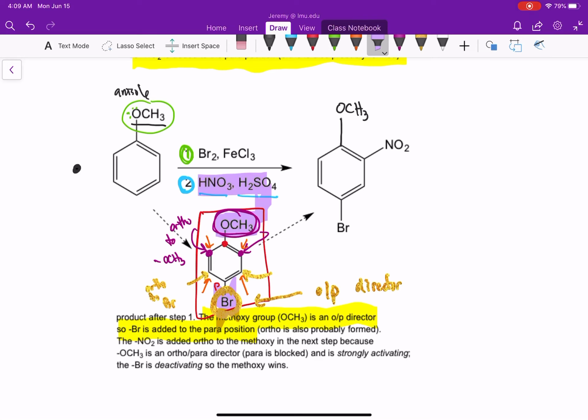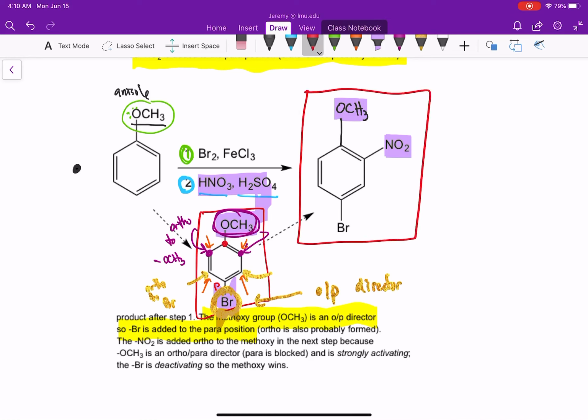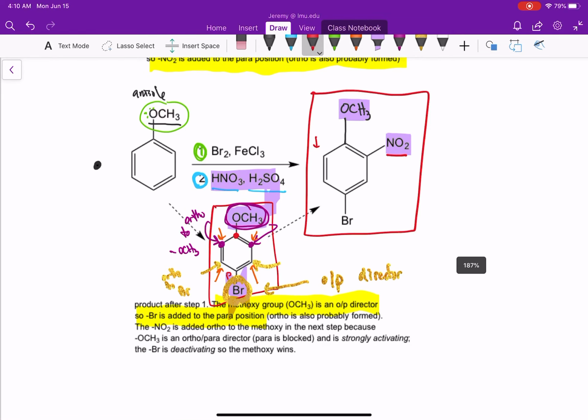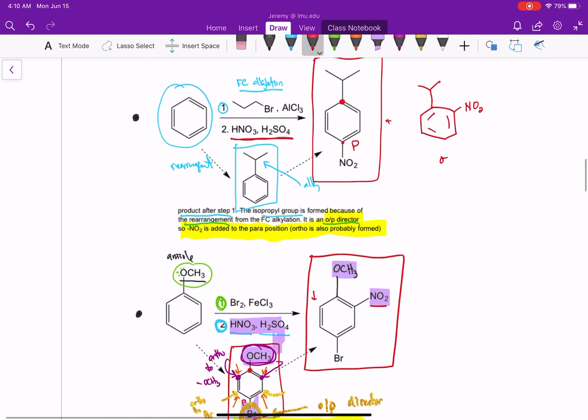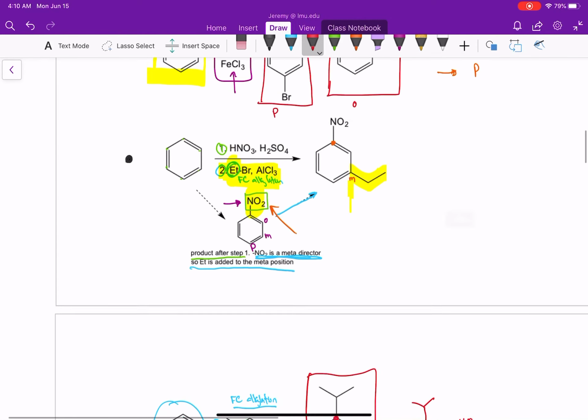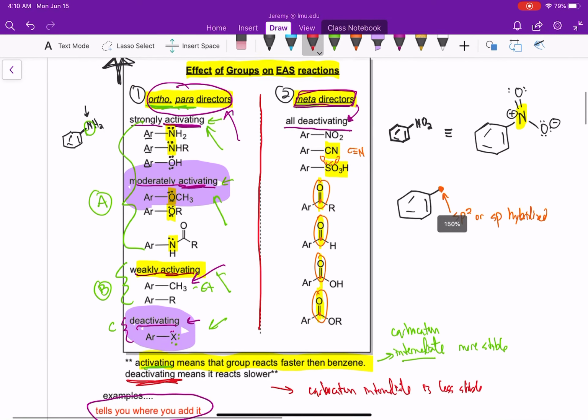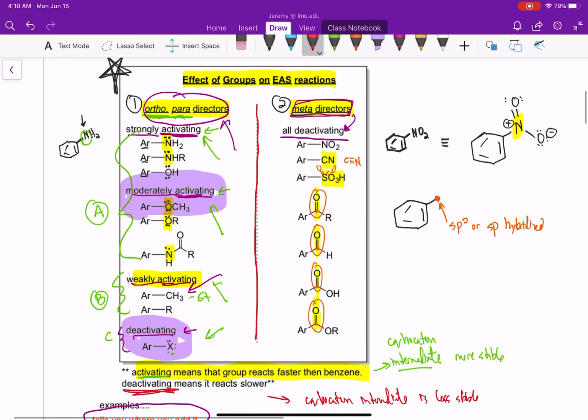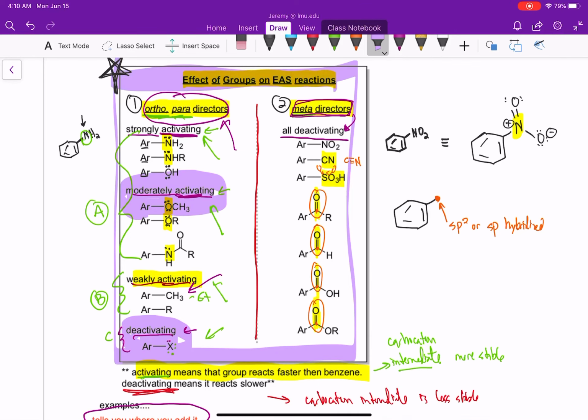So what does that mean? We're going to be adding the NO2 ortho to the OCH3. Okay, so the NO2 will be ortho to the OCH3, and this will be the final product that's formed. And again, you could draw the NO2 on the right side or the left side. It's the same compound if you just flip it. Okay, so these are just a few examples highlighting when we're doing our EAS reactions when we already have groups on here. And what's important for us is to really, really know this table, right? We have to know this table.